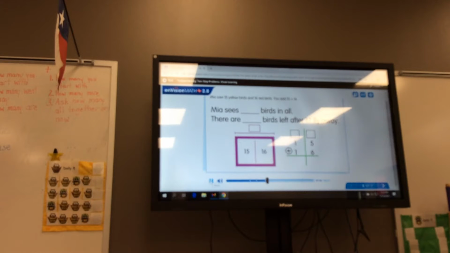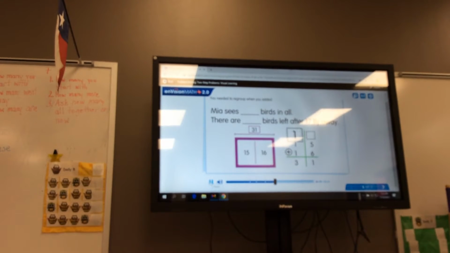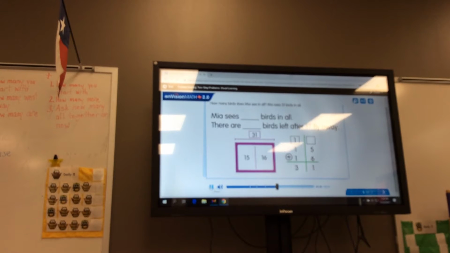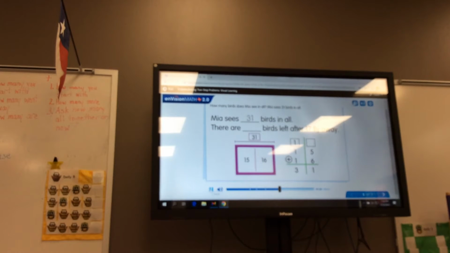Mia saw 15 yellow birds and 16 red birds. You add 15 plus 16. The answer is 31. Yes. You needed to regroup when you added. How many birds does Mia see in all? Mia sees 31 birds in all.